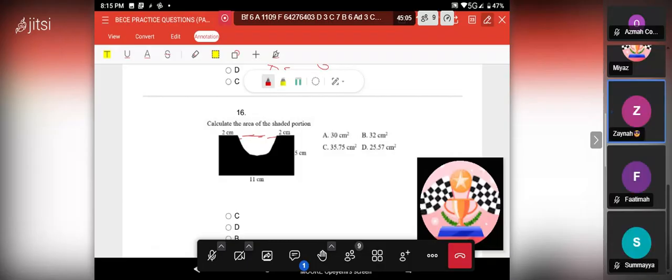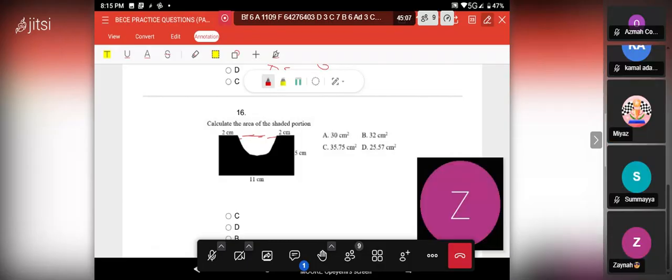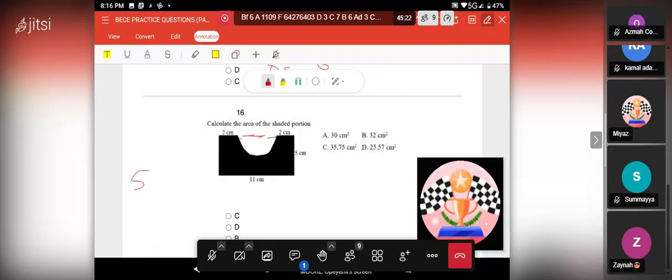10 times... 11 times 5. Do you agree? Yes. That's 55. Do you agree? Yes, sir. 11 times 5, that is the area of the rectangle, which is going to give us 55 centimeters.